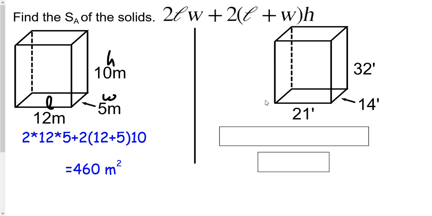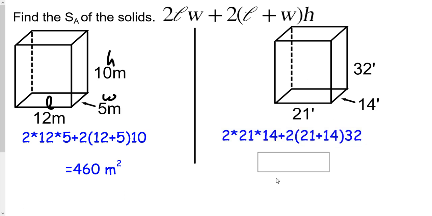Okay. Another time, same story over here. Again, what if you did width and length and height? You're still going to get the exact same answer. 2 times 21 times 14, plus 2 times 21 plus 14, parentheses, times 32. All right, there's our work. Plug it in, 2,912 feet squared.